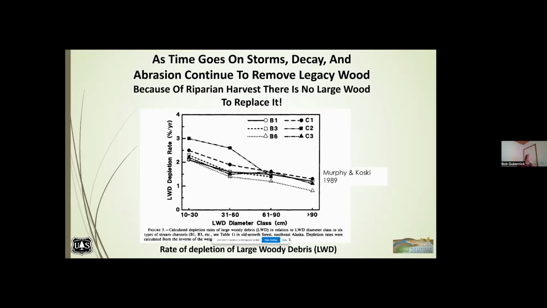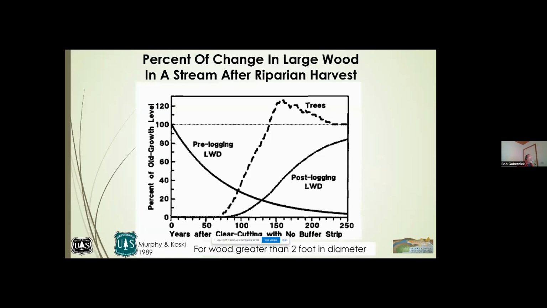And what this means essentially is that wood is continually going out of the system. And the way the system maintains its wood balance is you have episodic events that come in and add that wood. When you have a logging action that has removed the riparian forest, essentially you are removing the source of wood that the stream will get over time.